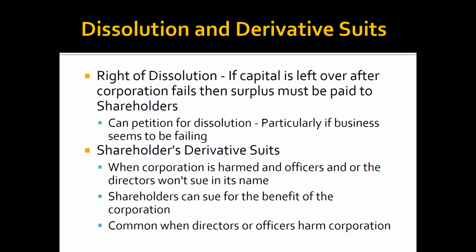All right, dissolution and derivative suits. We have a few more things to cover in this chapter, and I'll try to keep it under half an hour or so. If capital is left over after a corporation fails, then you've got to pay it out. So a corporation goes belly up. They pay off the creditors who money is owed to and the employees. And at the end of the day, there's money left. Okay, you pay off the bondholders, still money. Now we have to pay the shareholders.